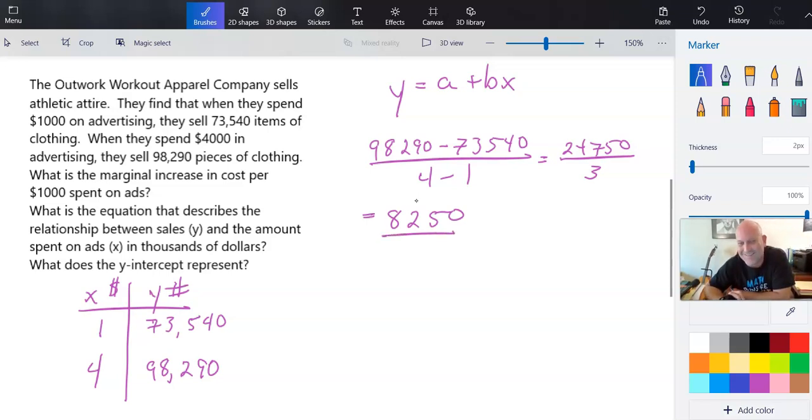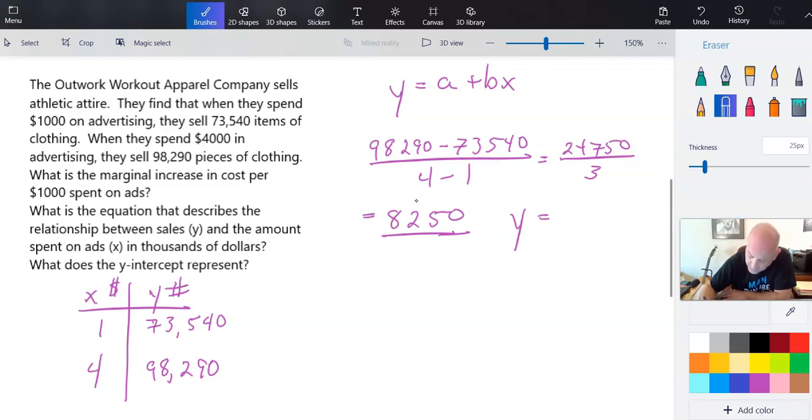I keep saying cost because of the last thing. So what that means is that we sell 8,250 more items of clothing for every $1,000 spent on advertising, right? So if I spend $1,000, I can expect my sales to go up by 8,250 items. That's the expectation there.